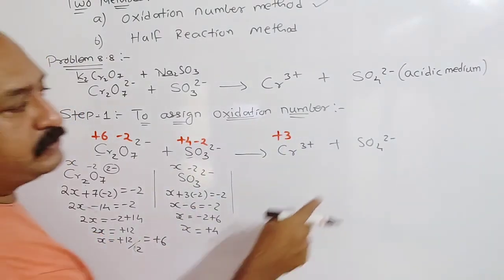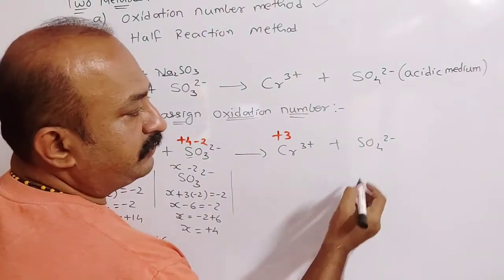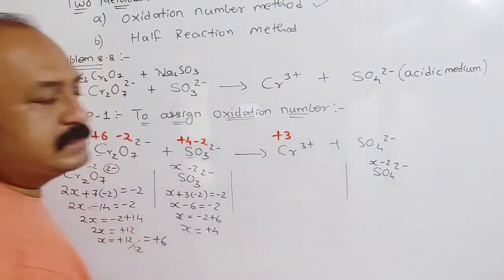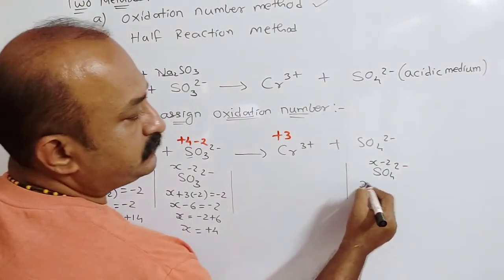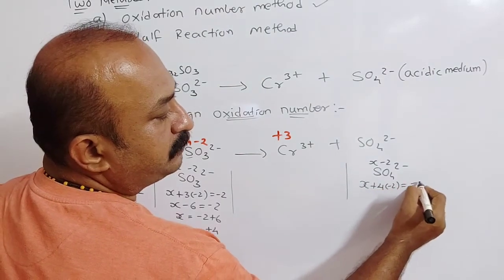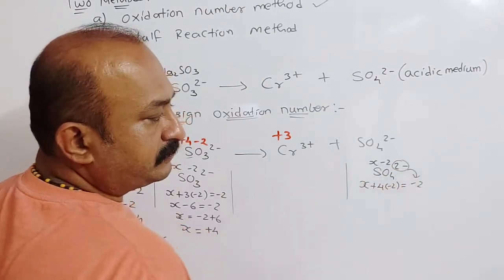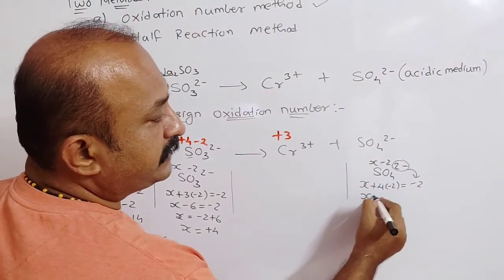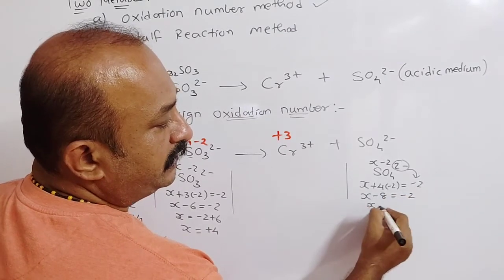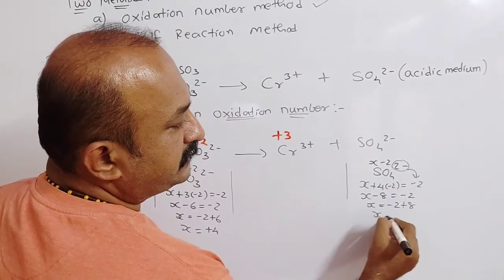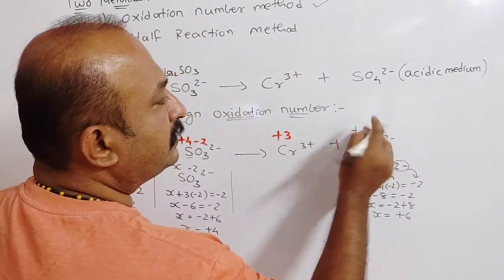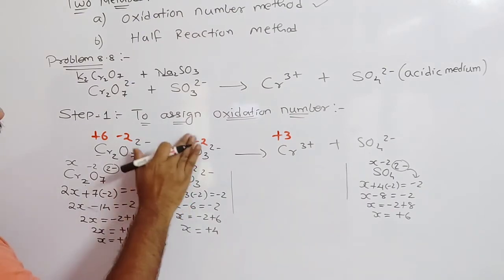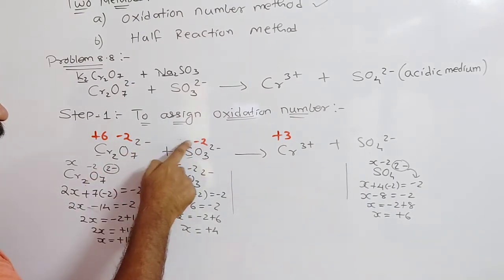Now for sulfur in SO4 2-, x, and here oxygen we can assign -2. So x plus 4 into -2 is equal to -2, because of the charge given here. So x minus 8 is equal to -2, x is equal to -2 plus 8. So x is equal to +6. Here sulfur, I will write with another pen.